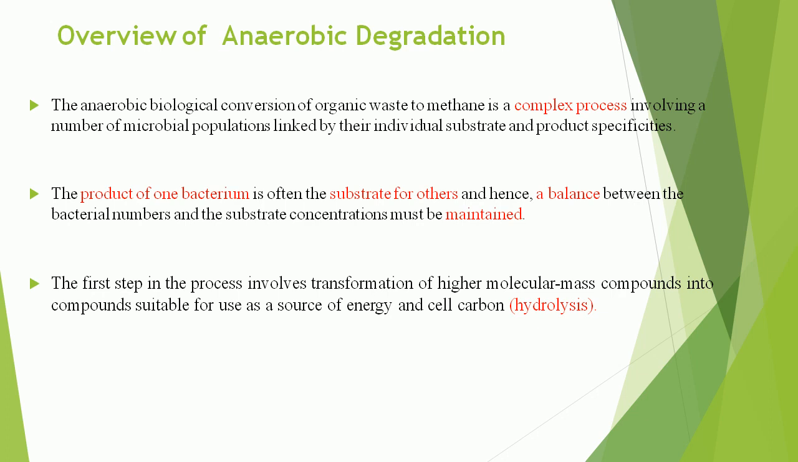The anaerobic biological conversion of organic waste to methane is a complex process involving a number of microbial populations linked by their individual substrate and product specificities. The product of one bacterium is often the substrate for others, and hence, a balance between the bacterial numbers and the substrate concentrations must be maintained. The first step in the process, hydrolysis, involves transformation of higher molecular mass compounds into compounds suitable for use as a source of energy and cell carbon.